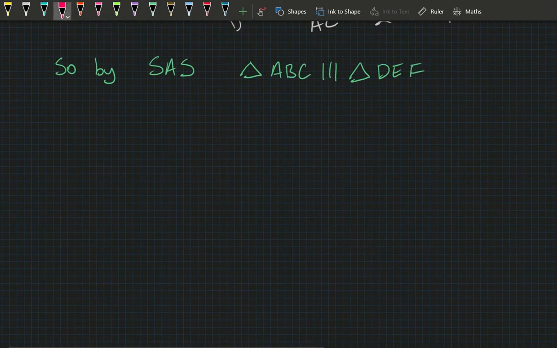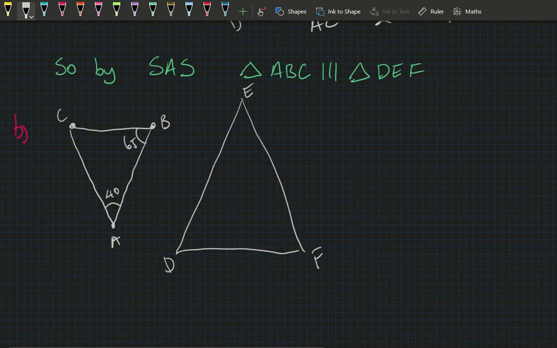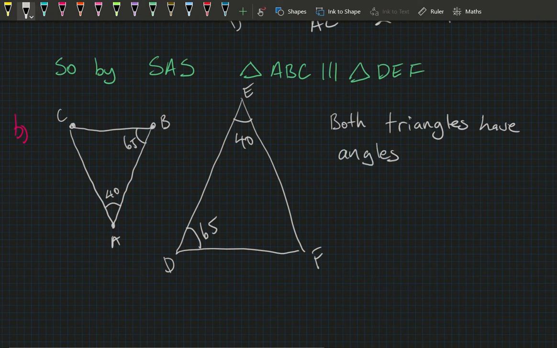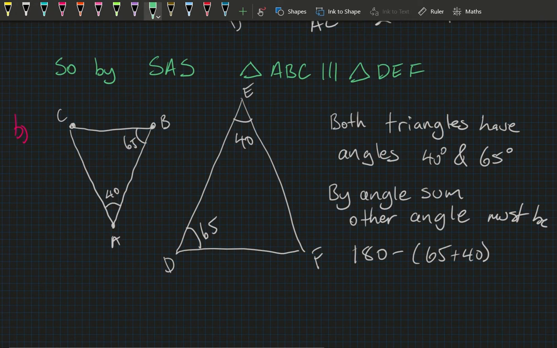All right, let's have a look at part B, where our triangle ABC has angles 40 degrees and 65 degrees. And I should mark in the points A, B, and C. And we have this other triangle over here, DEF, that also has the angles 65 and 40. So here we can see both triangles have an angle of 40 degrees and another of 65. So by the angle sum, the other angle must be 180 minus (40 plus 65), which is equal to 75 degrees. And I'll mark them in here.